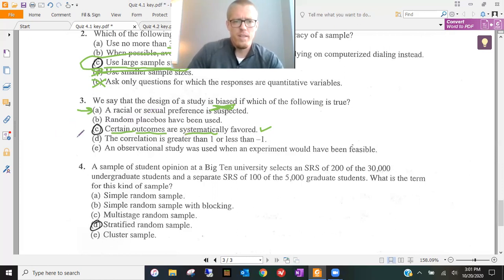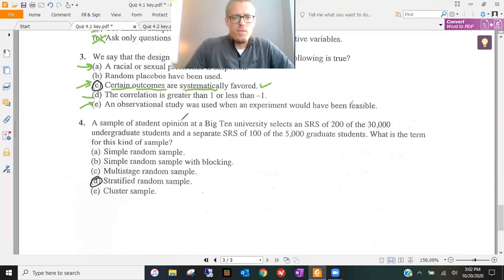The correlation is greater than, that has nothing to do with bias. And an observational study was used when an experiment would have been feasible. Also not really a bias question, okay? So this is kind of a standard definition. Letter C is a standard definition of bias.